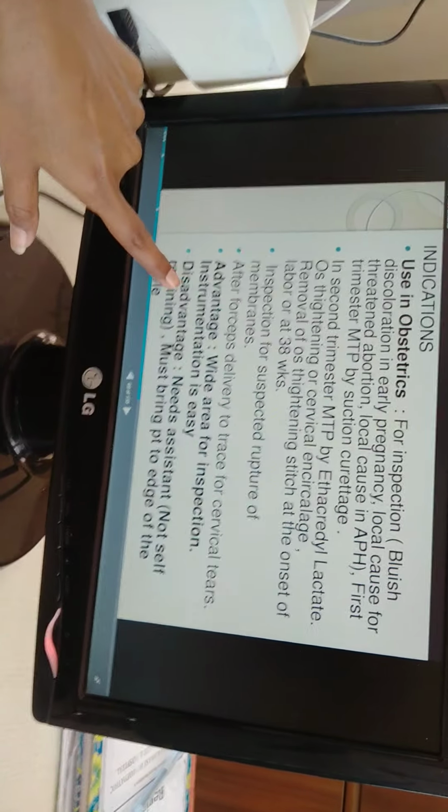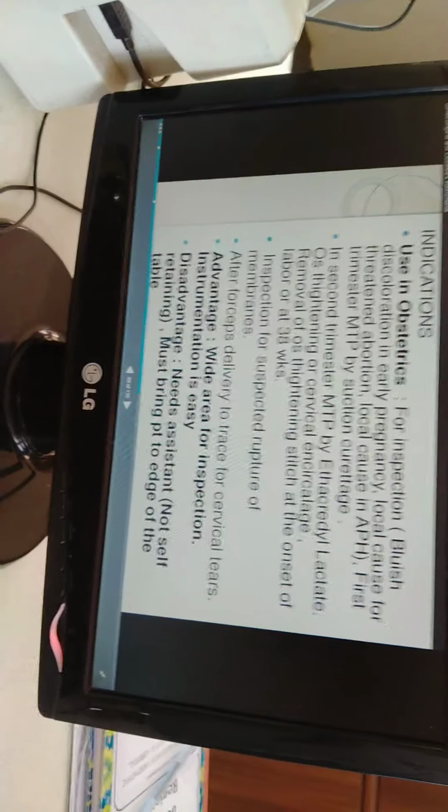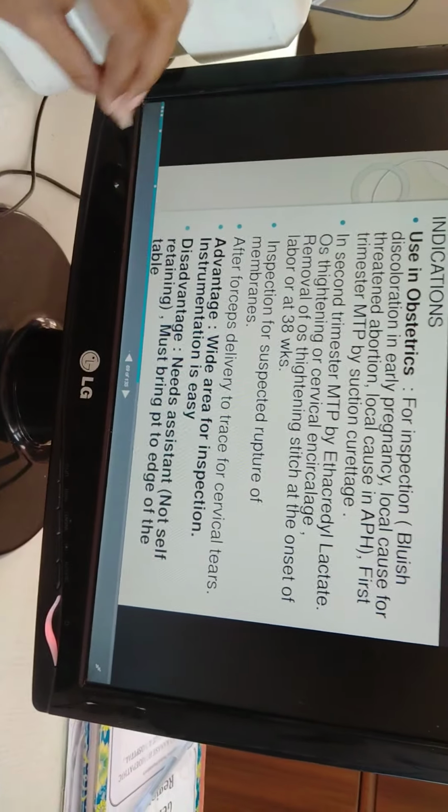The advantage is that it is a widely used instrument, but the disadvantage is that it requires an assistant. That is the disadvantage of this instrument.